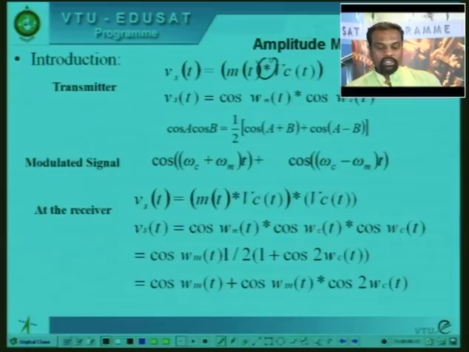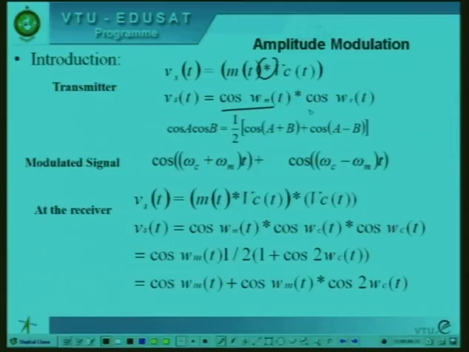Now we know that m of t is given by cos of omega mt and Vc of t is given by cos of omega ct, where omega m is your modulating frequency and omega c is the carrier frequency. So we multiply the modulating signal with the carrier signal. If you see the mathematical equation, that's a very interesting thing. We find that there are two terms, cos a and cos b. We know that cos a cos b is going to be half of cos of a plus b and cos of a minus b.